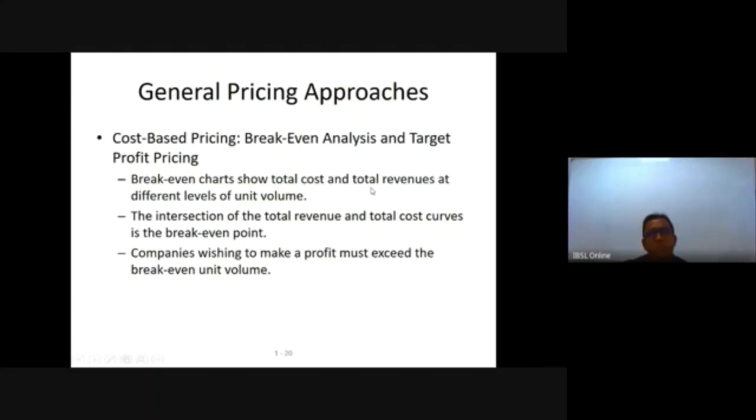So when you have general cost-based pricing, there are break-even analysis and target profit pricing. A break-even chart shows total cost and total revenue at different levels of unit volume. The intersection of the total revenue and the total cost curves is the break-even point. Companies wishing to make a profit must exceed break-even volume.